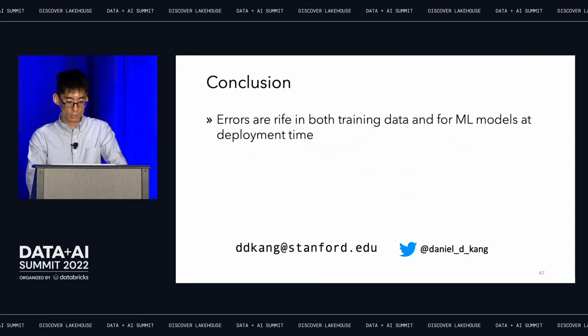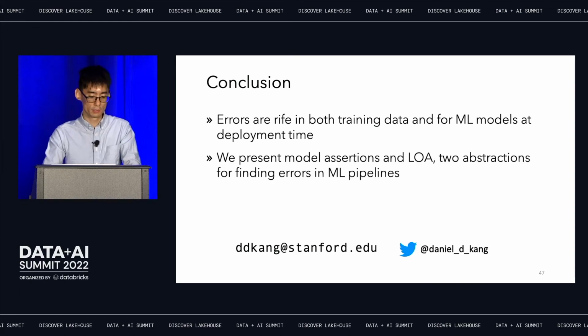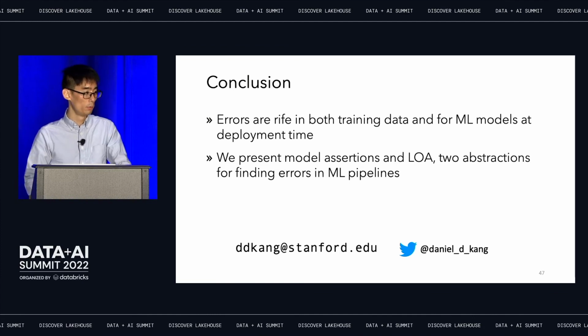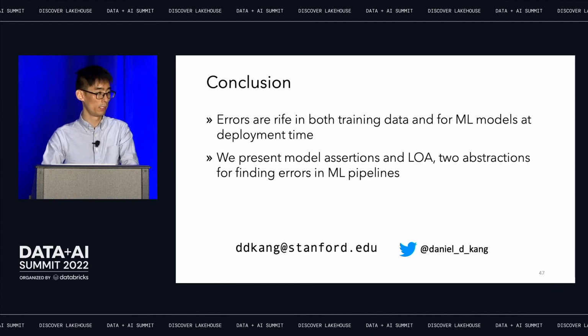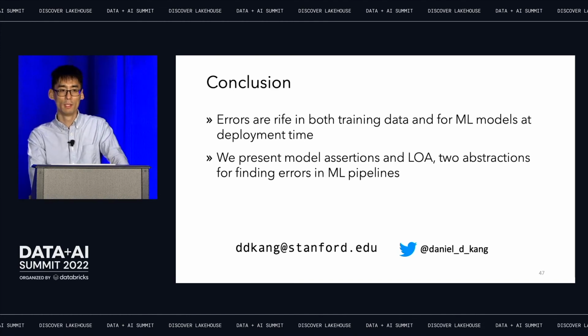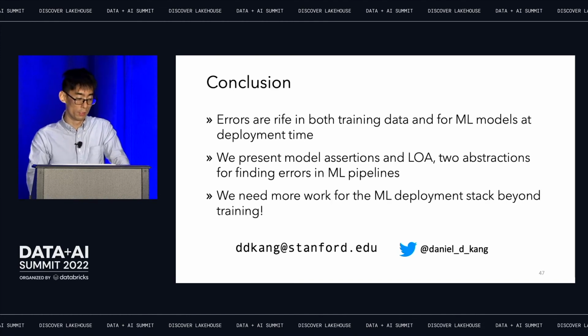But in conclusion, errors are rife in both training data and in the ML models at deployment time. And in this work, I described two abstractions, model assertions and LOA, which can be used to find these errors in both the data itself and also the ML models at deployment time. And I think as a community, we need more work on the ML deployment stack beyond just training.